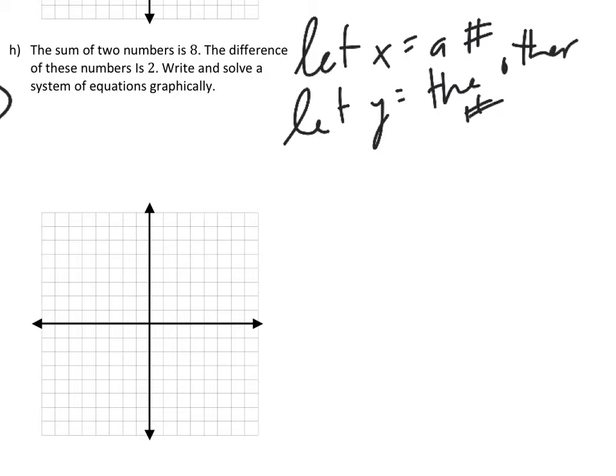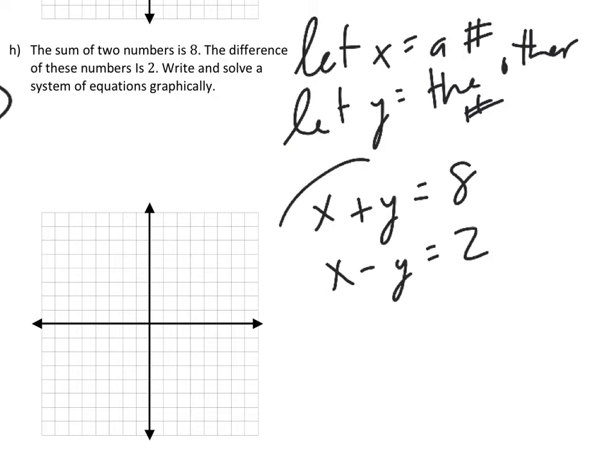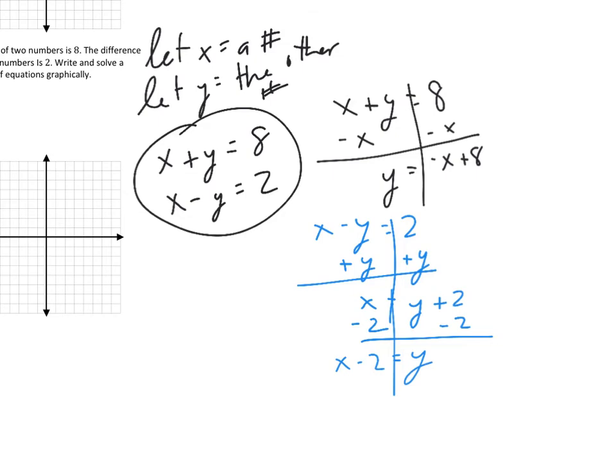Okay, so now if the sum of those two numbers is 8, what is the sum of x and y? X plus y equals 8. Okay, now the difference of those numbers is 2. So difference is subtract, so x minus y equals 2. So there's our system of equations. So now to solve this graphically, we need to take those and translate those into two equations in slope-intercept form. After we do that, we get two brand new equations. Y equals negative x plus 8 and y equals x minus 2.